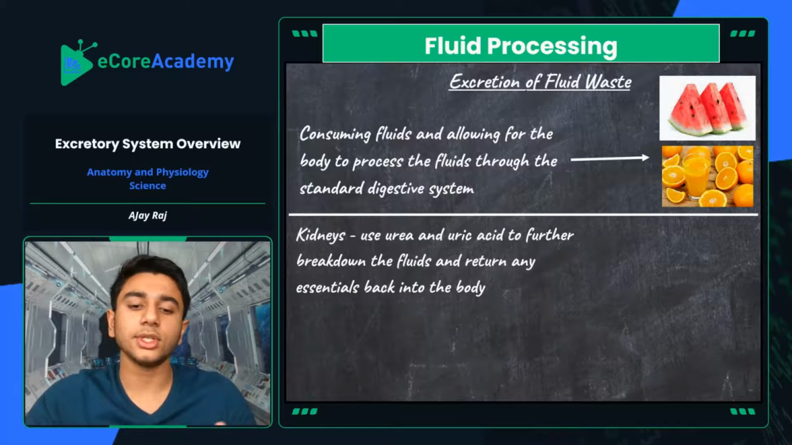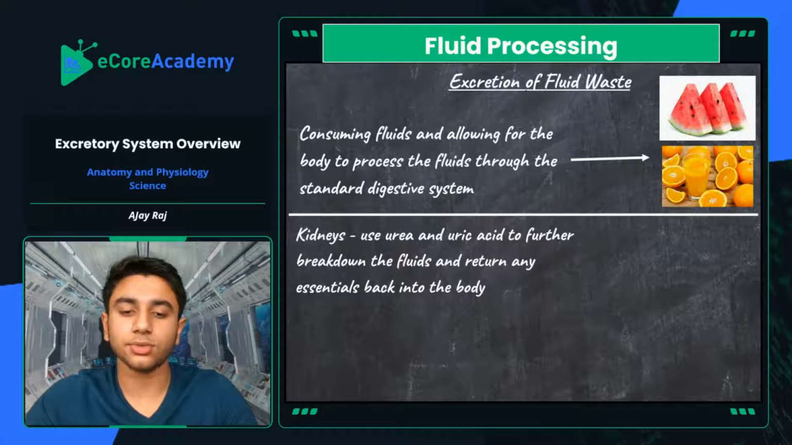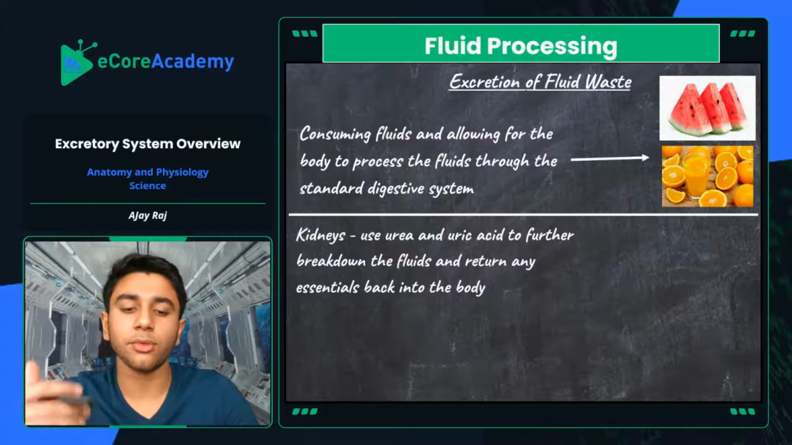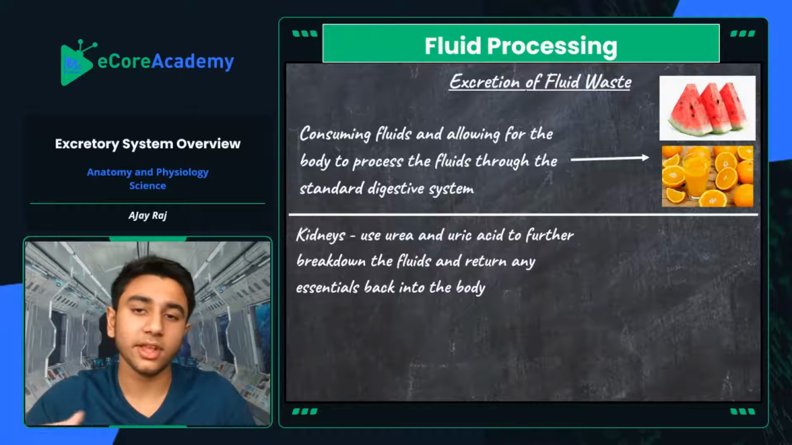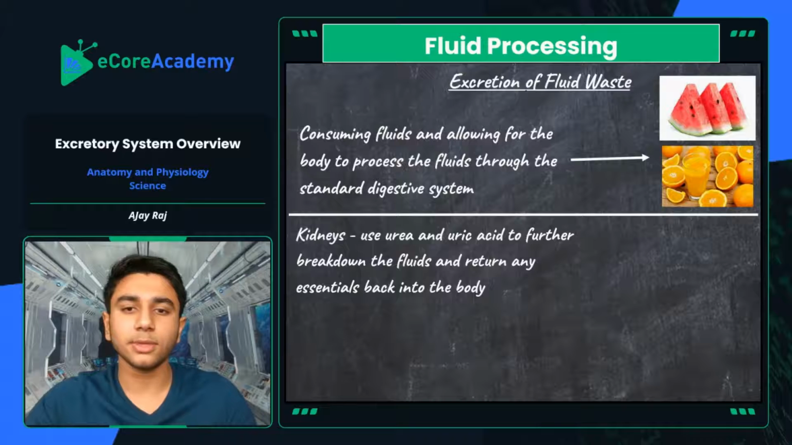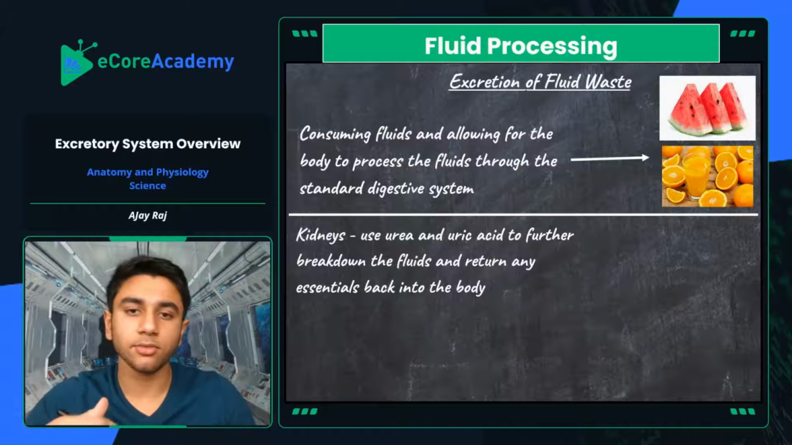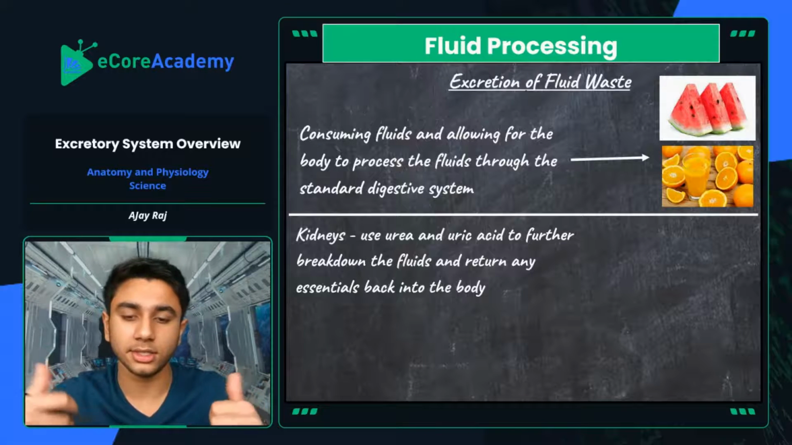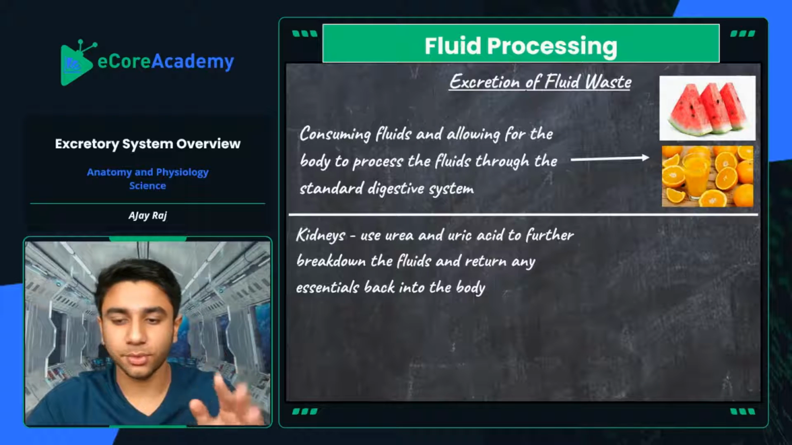And then what's going to happen is it's going to enter throughout the later phases of the digestive system, and in the middle of the excretory system, it's going to enter your kidneys. And the kidneys use urea and uric acid to further break down the fluids and return any essentials back into the body. Now, it's important to identify that everything goes through the stomach in its processes when you're consuming it. So the stomach is going to break down most of the nutrients. Now, the kidneys' responsibility is to utilize urea and uric acid to further break down the fluids and return them back into the body by releasing them through its renal caps, which I will get into, don't worry.